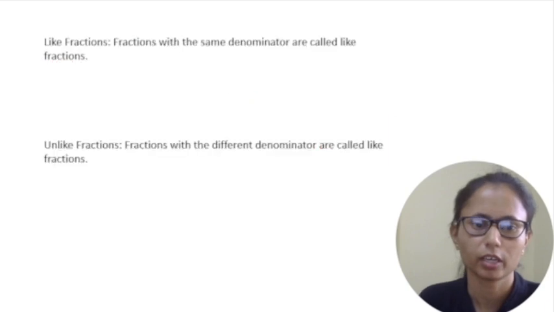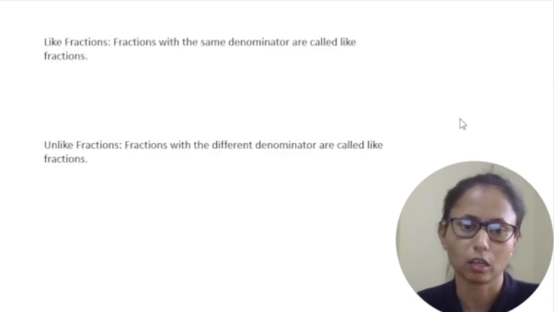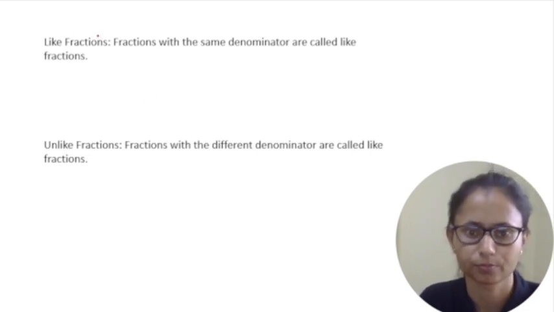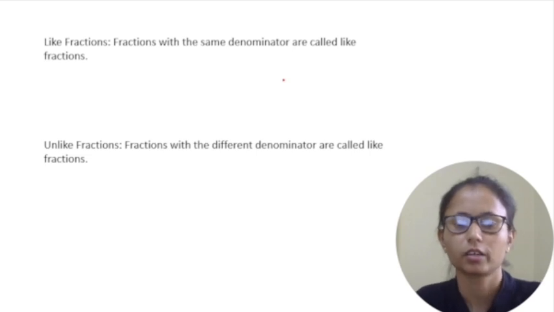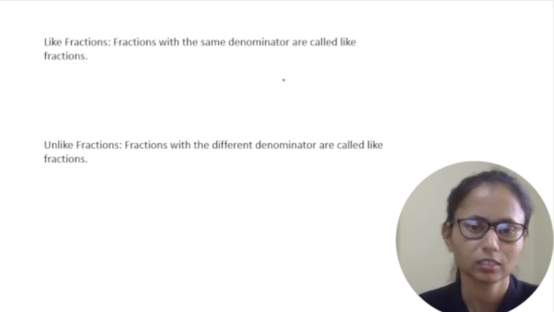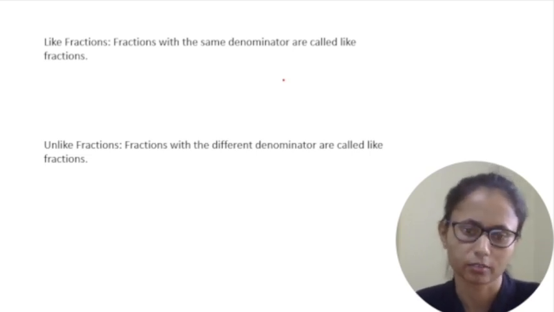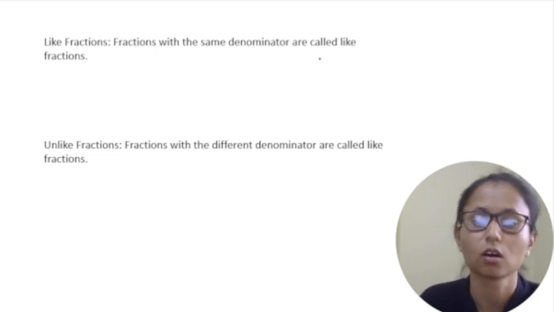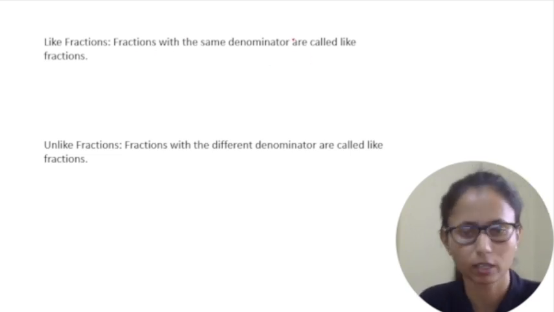Now we are going to recall the types of fractions. First, depending on numerator and denominator, on comparison, there are 2 types of fractions. First is like fractions. Okay, so what are like fractions? Here we have to check the denominator. If the denominator is the same in all fractions, taking more than one fraction.